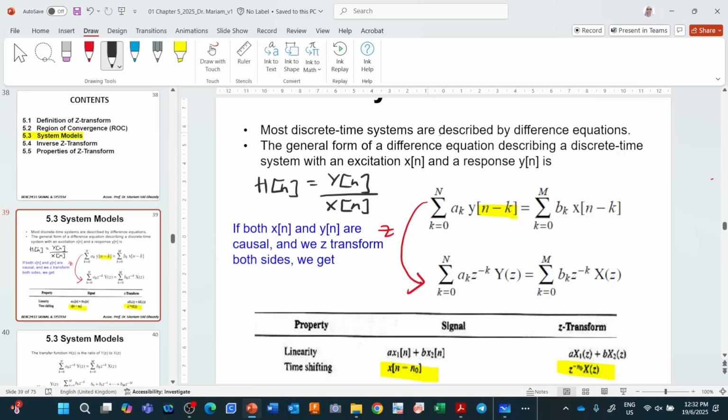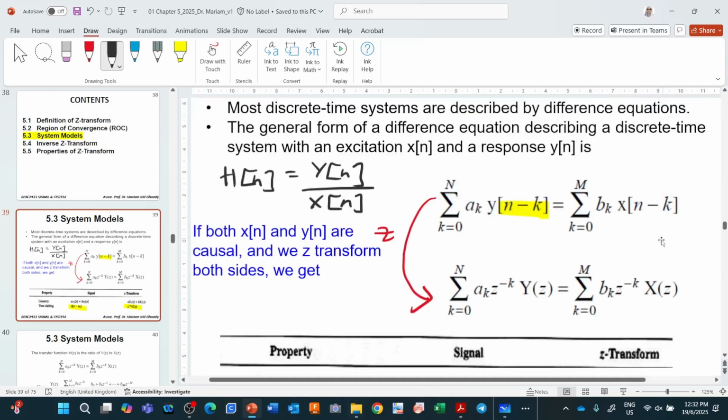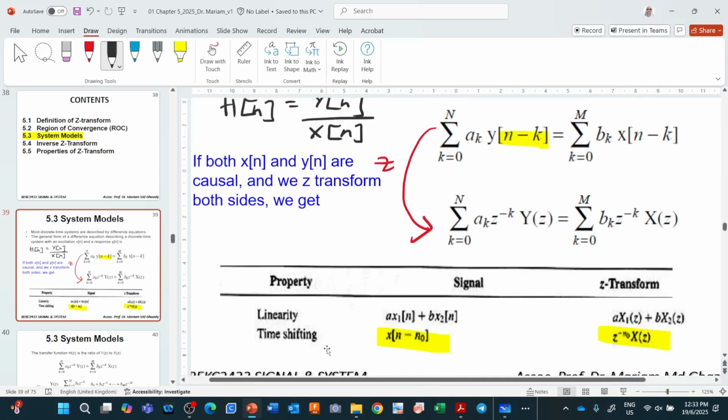So here, we are looking at the shifting property. If you look at here, a_k y[n minus k]. The shifting property is given by this table, the time shifting property. So you have x[n minus n0], where n0 is the shift, 1, 2, 3, 4. It can be positive, it can be negative. And how you write the Z transform is that, x[n], you know, is a signal, x[n].